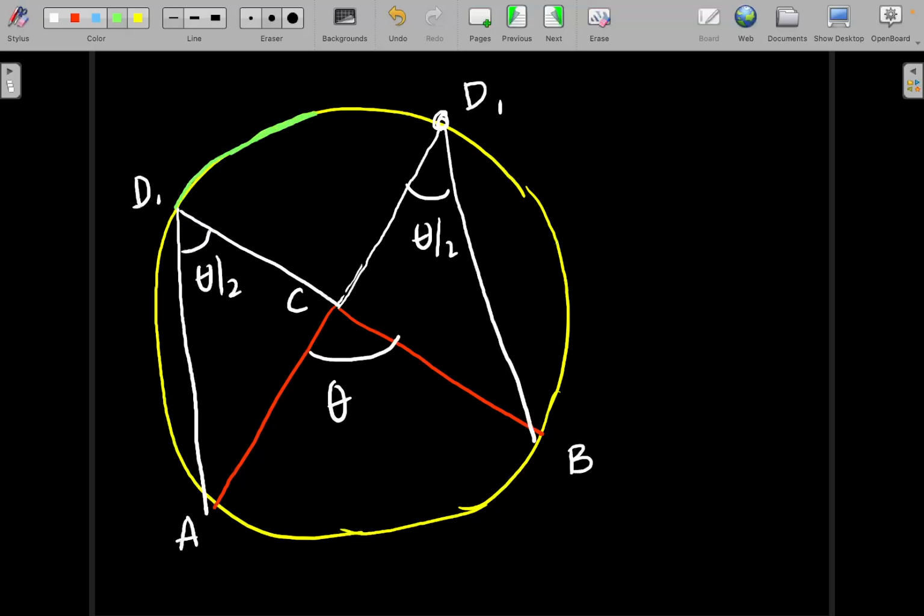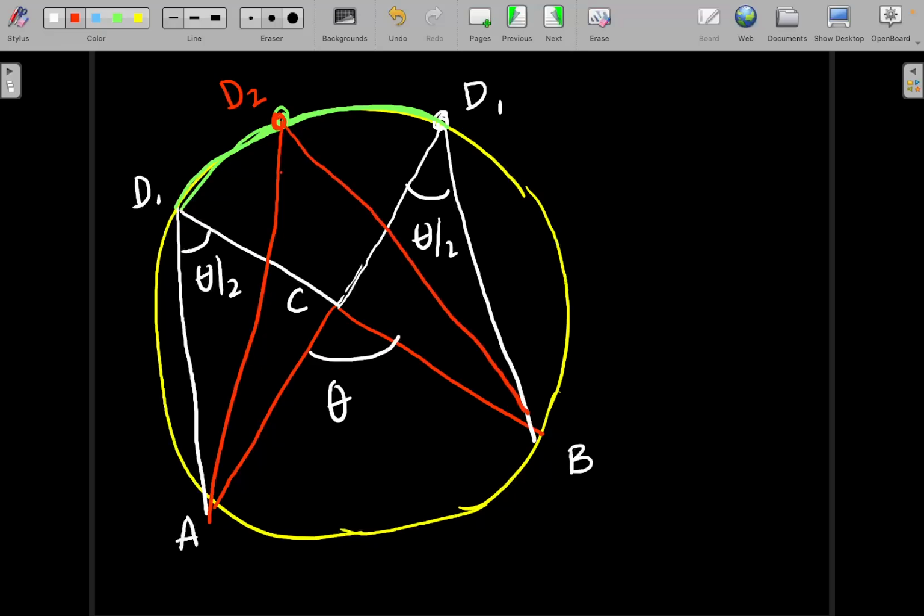The second case is where D can lie anywhere on this green arc, and for example, I'm just going to call it D2. So anywhere on the green arc, we can now prove that this angle is theta by 2. Now this one will be easy after the first case.